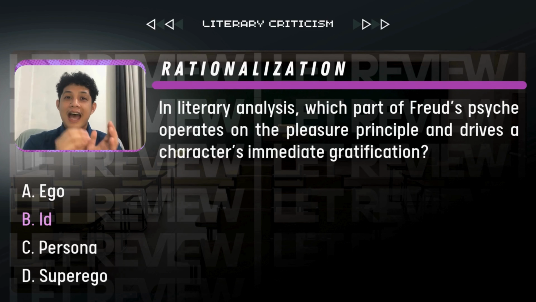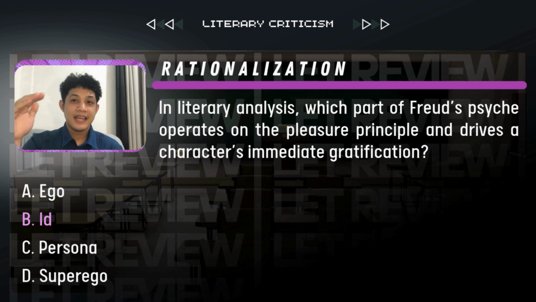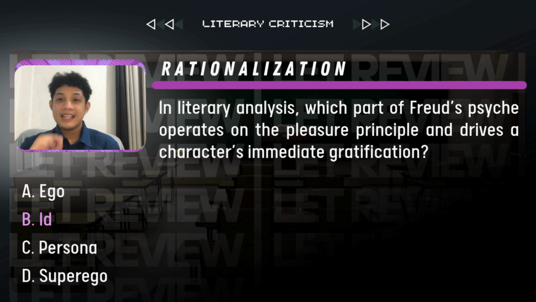Moreover, the ego acts as the realistic mediator between the id and the external world, or also between the id and the superego, functioning on the reality principle to satisfy the id's desire in socially acceptable ways. So in this question, the answer is B, id, because it is the part of Freud's psyche which operates on the pleasure principle and drives a character's immediate gratification. On the other hand, the persona is totally wrong because it is a Jungian concept, not a Freudian one, which refers to the social mask we wear. Okay, the answer is B, id.